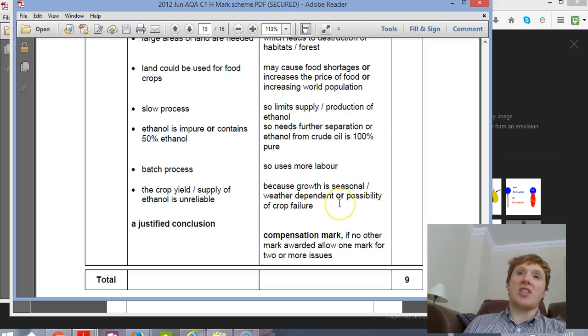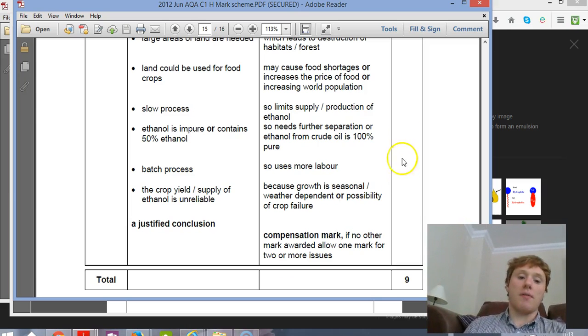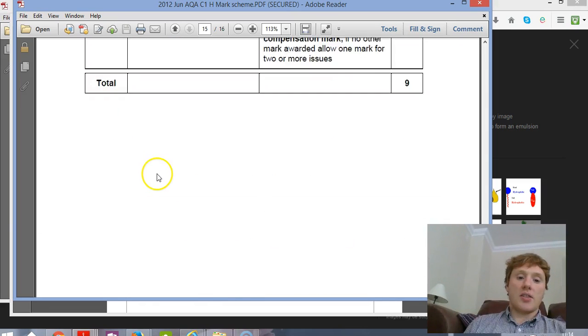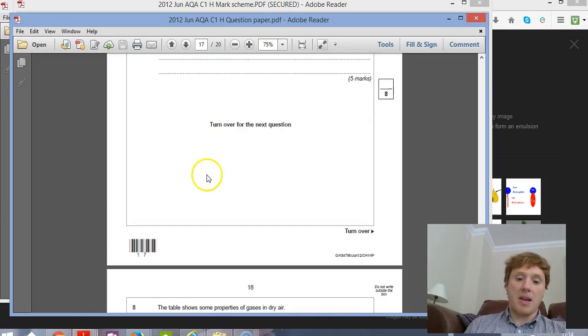It's batch, as in you put some in, it happens, you take it out. The opposite of batch is continuous, where you just turn it on and it happens continuously, until you turn it off. Its crop yield is unreliable. Okay. Good. So there you go, the good and bad points of using fermentation.